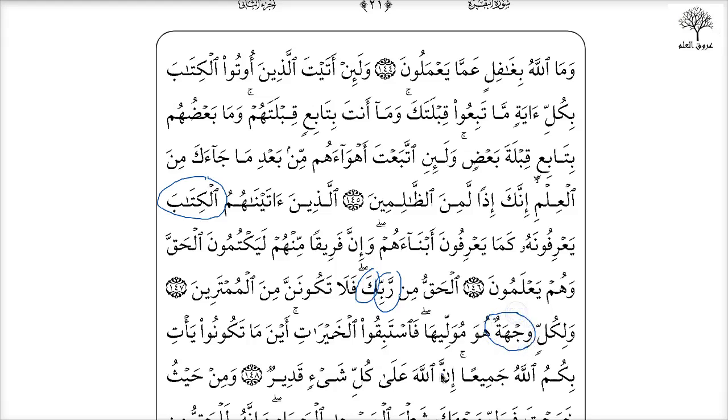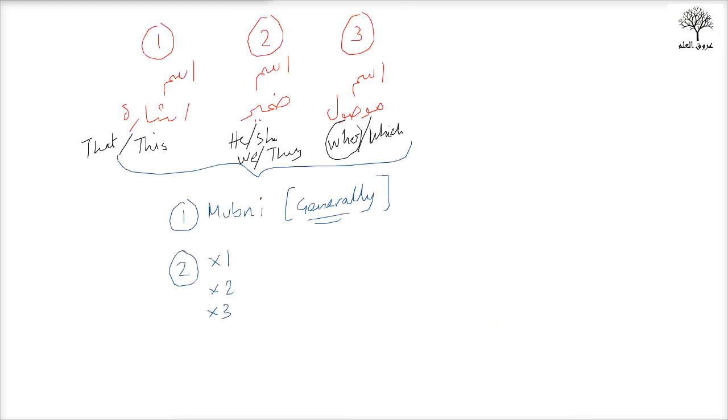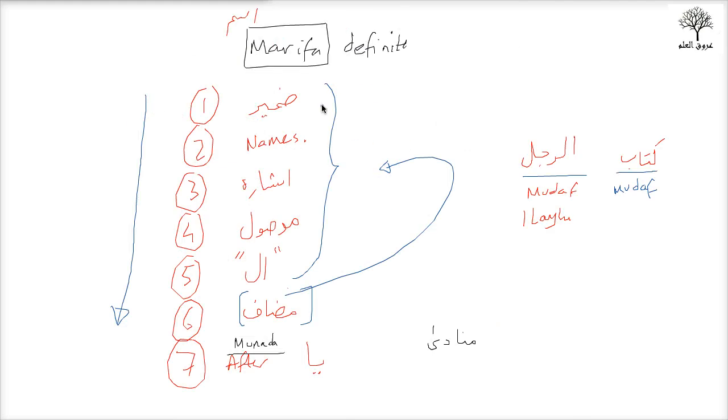Wijhatun. Is that ma'rifah or nakira? No, not ma'rifah. It's not mudaf. Yeah, it's nakira, because it doesn't fulfill any of the criteria. So the criteria that we had, the 7 things: it's not a damir, it's not a name, it's not an ishara, it's not a mawsul, it's not an al, nor is it mudaf to any of the 5, nor does it have a ya before it.